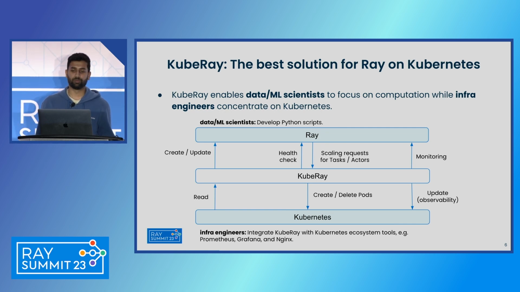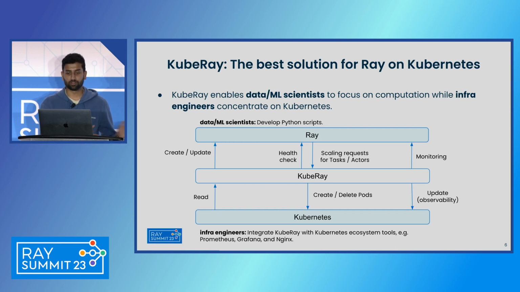Why is KubeRay the best solution for running Ray on Kubernetes? Well, KubeRay enables data and ML scientists to focus on what they do best, experiments and computation. Meanwhile, infrastructure engineers can concentrate on the deployment side and on integrating KubeRay with Kubernetes ecosystem tools like Prometheus, Grafana, Nginx, and others.